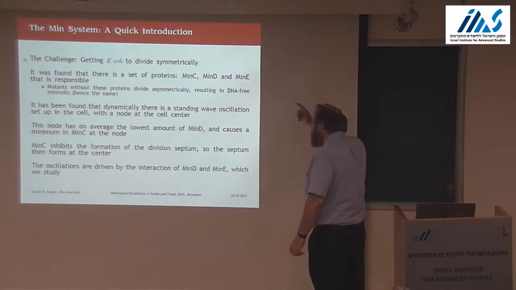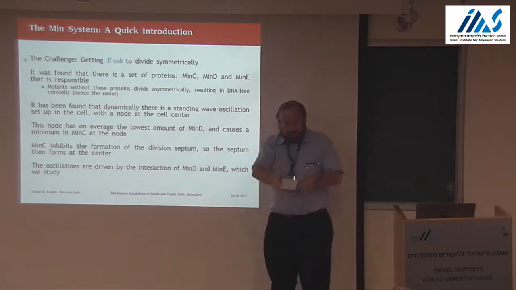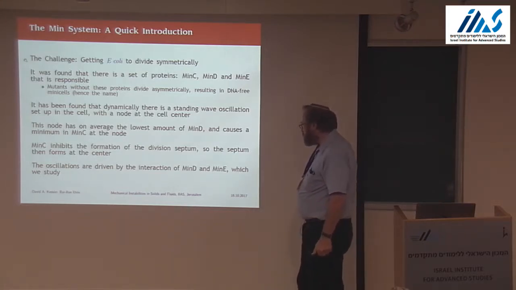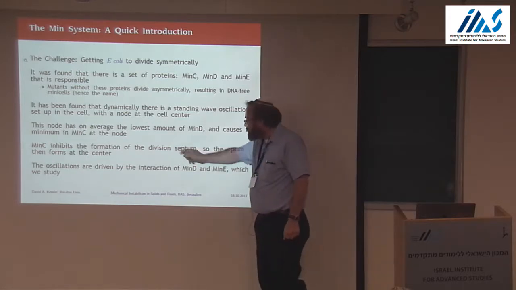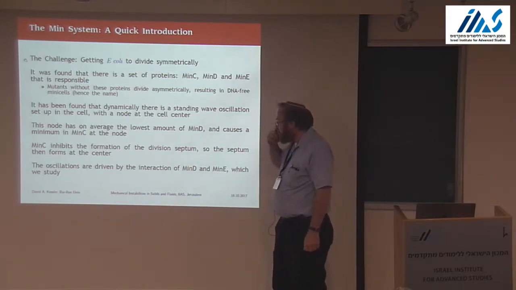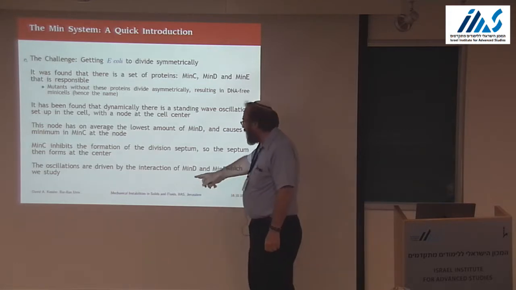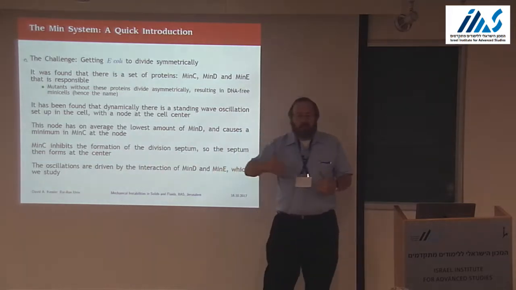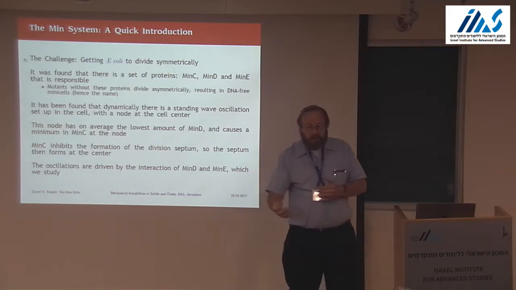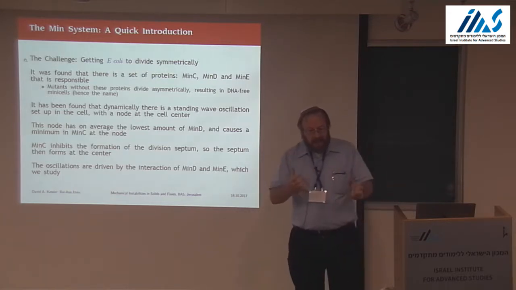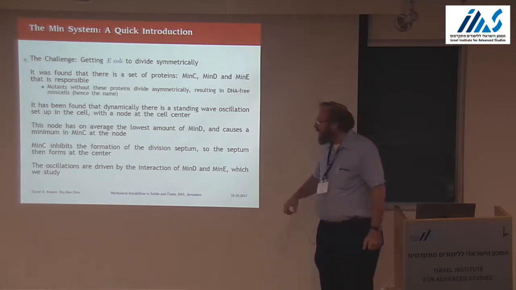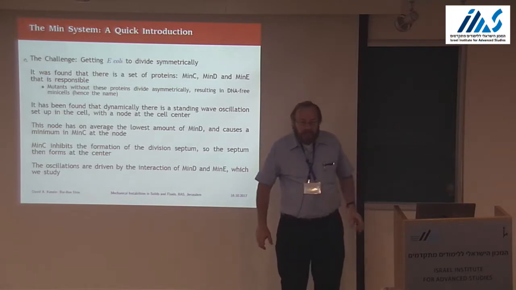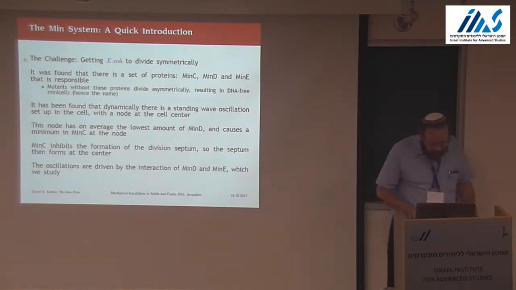MinC inhibits the formation of what's called the division septum. The cell actually grows new material and makes a new cell wall in the middle, and so the septum then forms at the center. But the oscillations are actually driven by MinD and MinE, and MinC just responds to the oscillations in MinD and E. So it's enough to have MinD and E to get this standing wave, and then MinC uses that, translates it downstream, and interfaces with the rest of the biology.